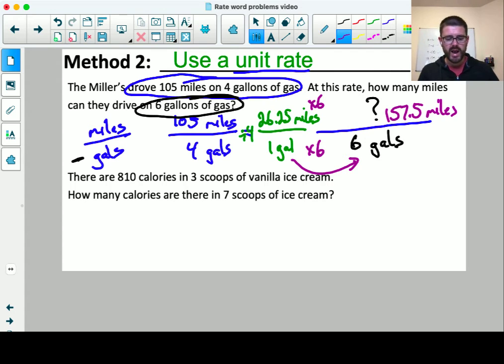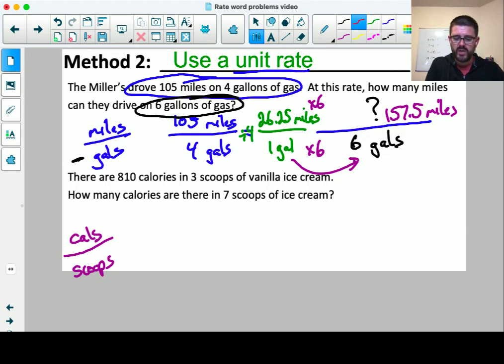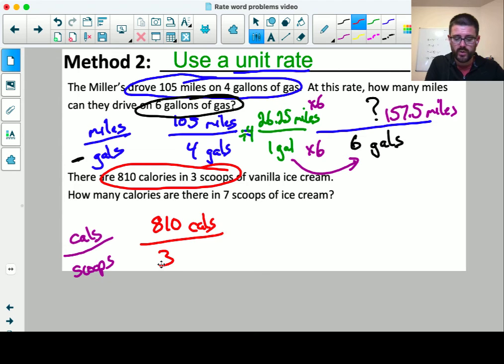So next one says there are 810 calories in 3 scoops of vanilla ice cream. So we have calories and scoops. So I always like to write that off to the side because it helps me keep it from getting confused. I know what I'm focused on. In this case, it says 810 calories for 3 scoops. We want to know how much it is for 7 scoops.